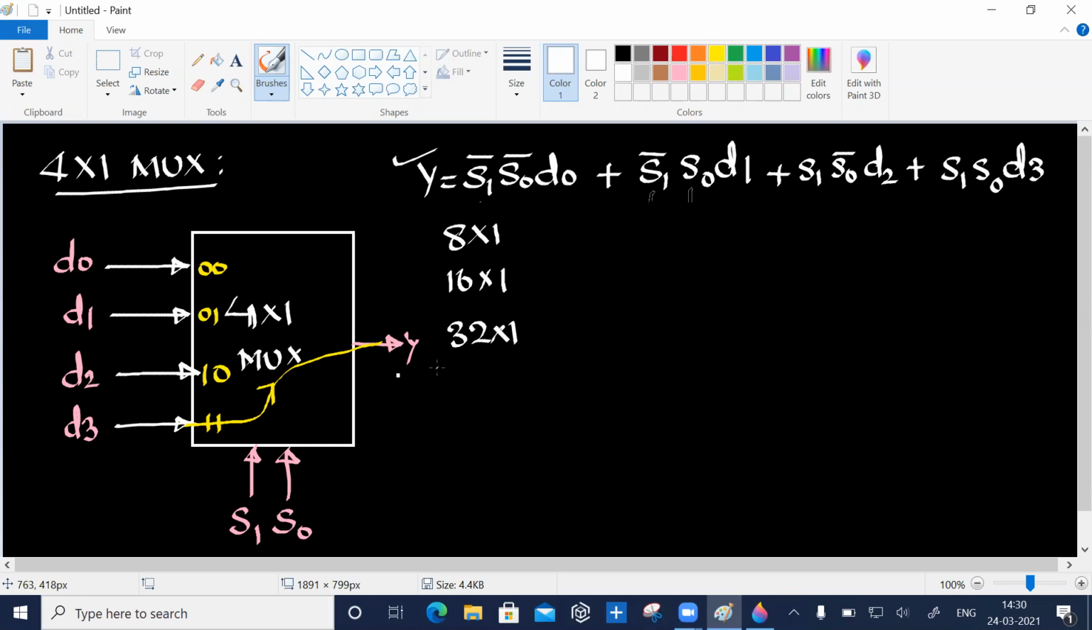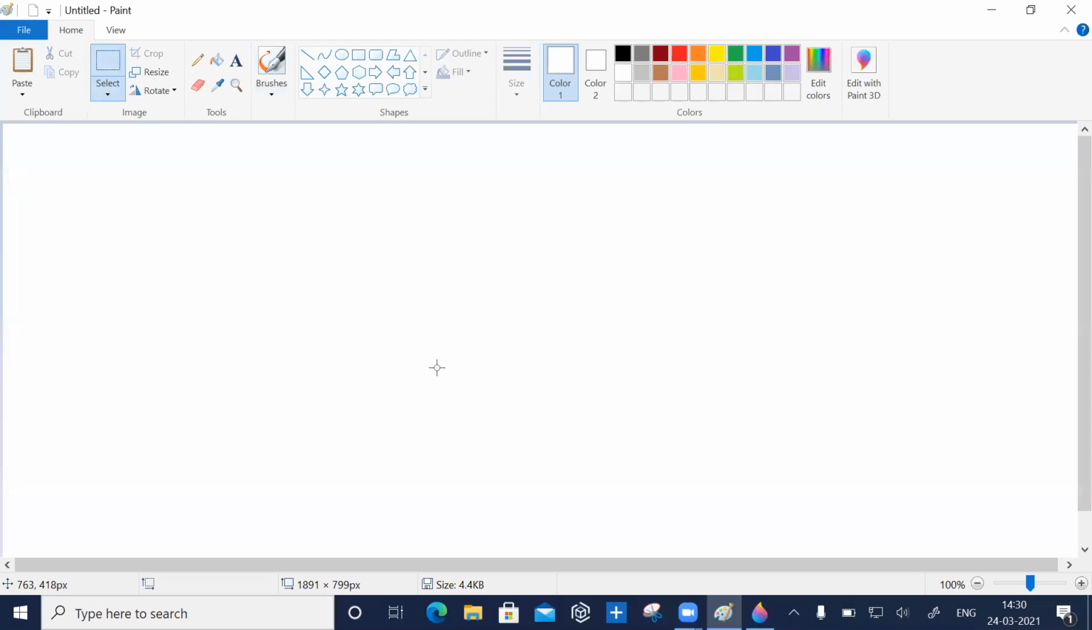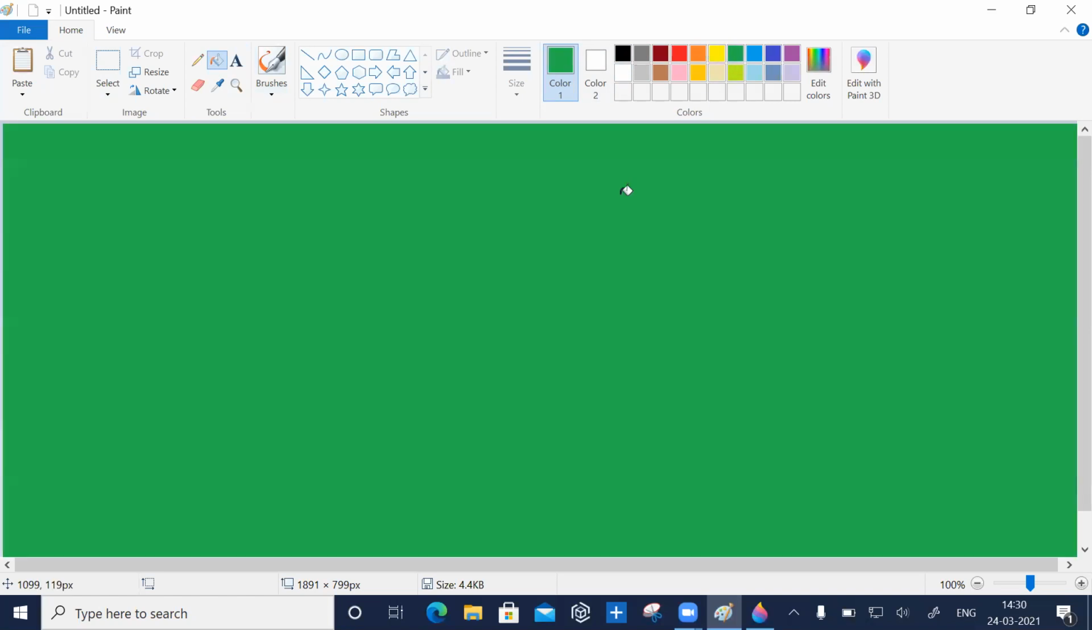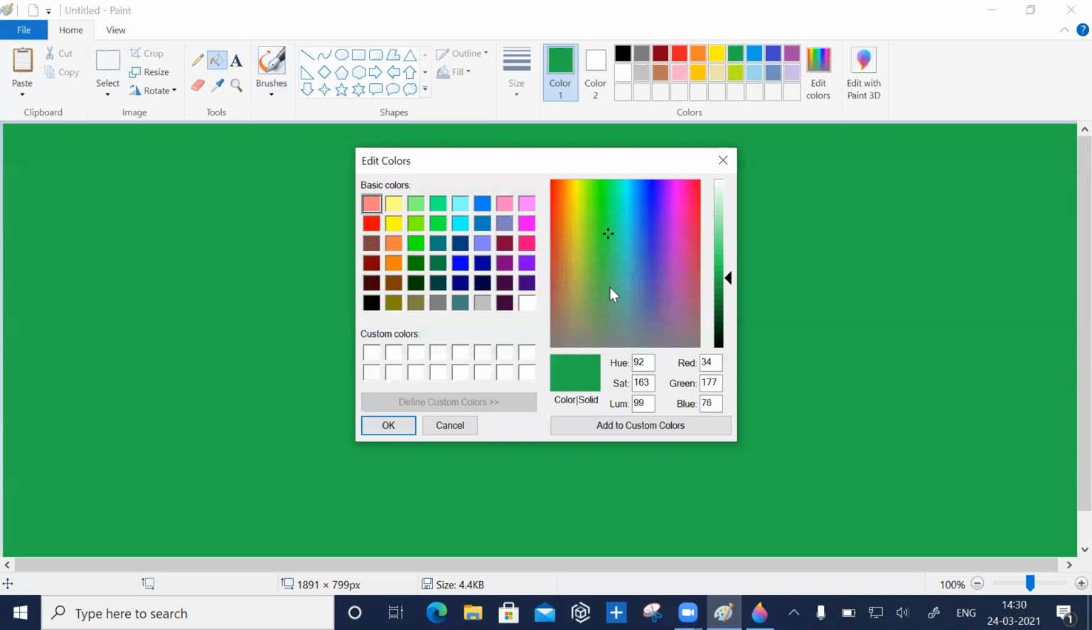But now, if I ask you like this, can you realize a 4 by 1 mux using 2 by 1 muxes? The question is this. Now you have realized everything. If I ask you, can you realize a 4 by 1 mux using 2 by 1 muxes? What is the answer? Can you do that? Anyone?